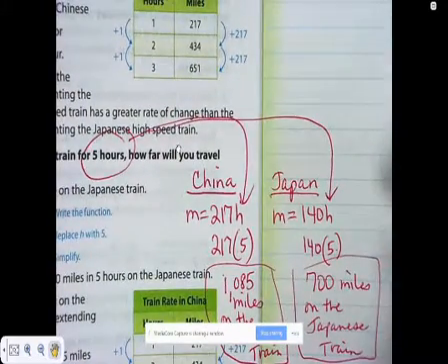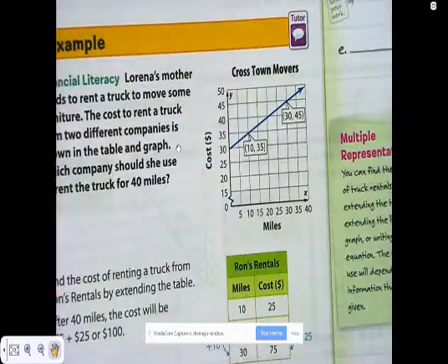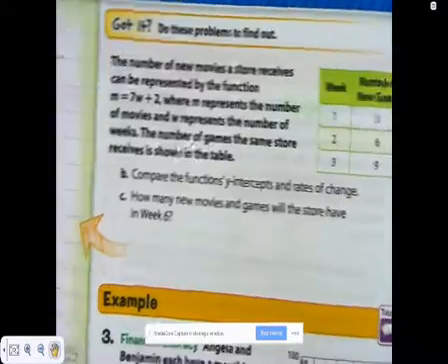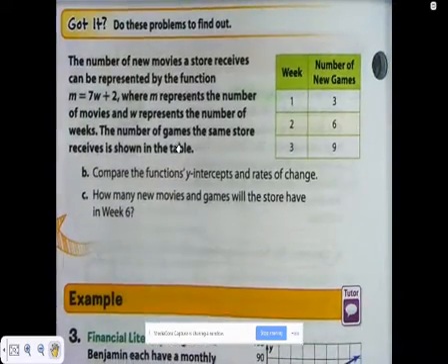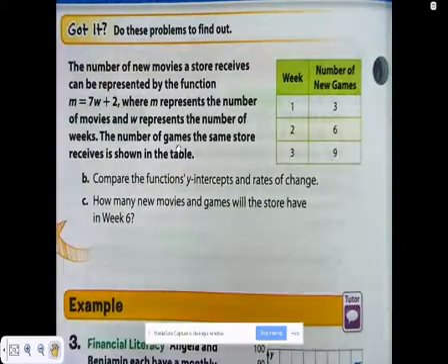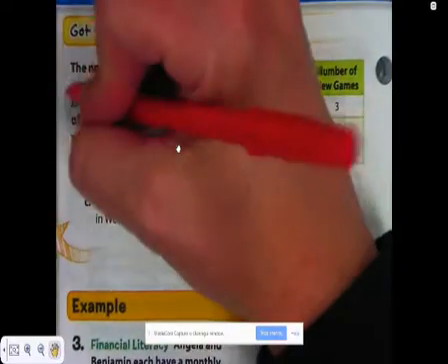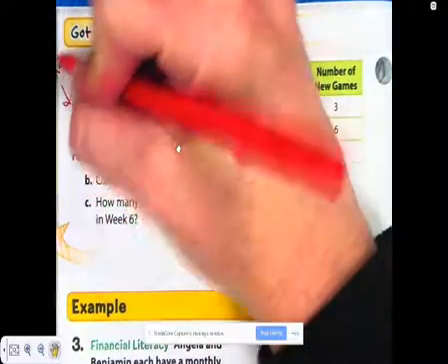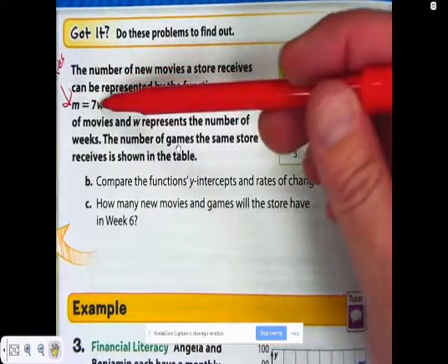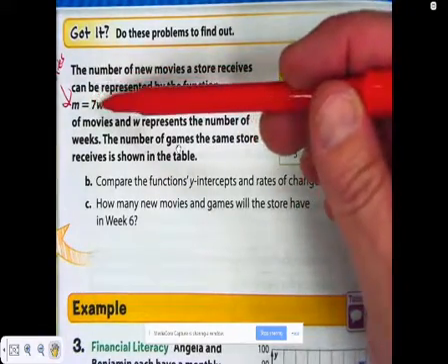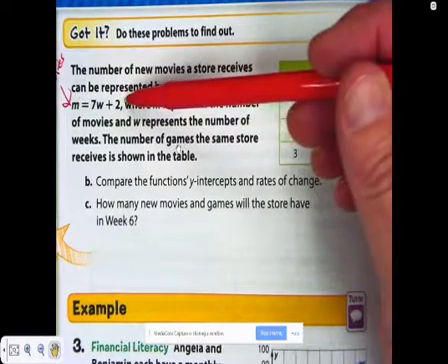Okay, let's take a look at one more. Turn your page to 312. We're going to do one last problem, this one right up on top. This says the number of new movies the store receives can be represented by this function. This is the number of new movies. M represents the number of movies, W represents the weeks. So they get 7 new movies per week, and then this plus 2 right here is saying they started off with 2.